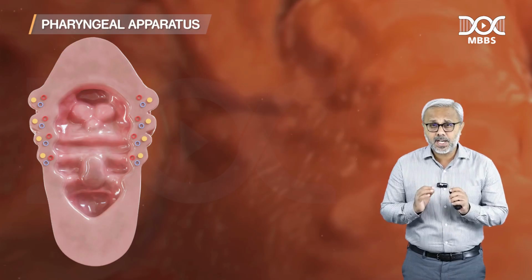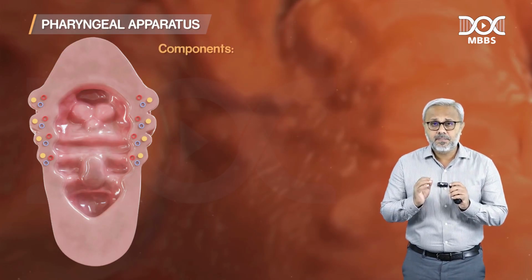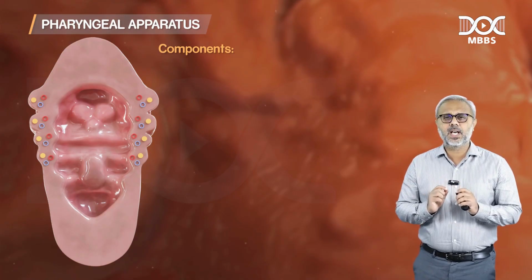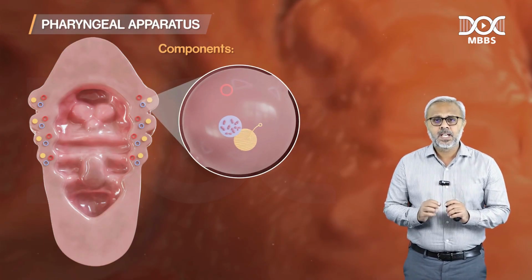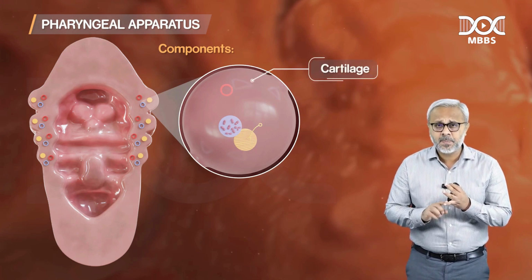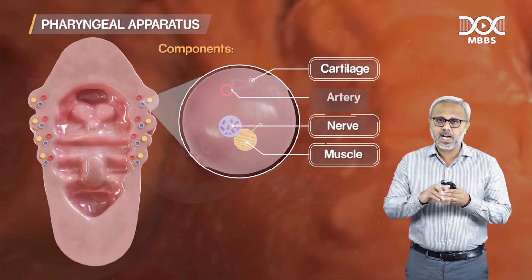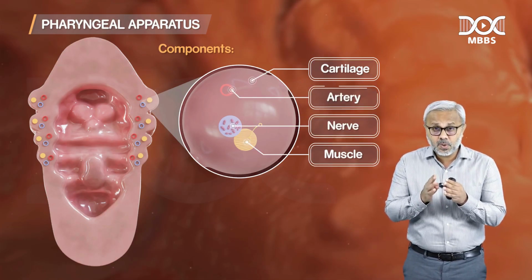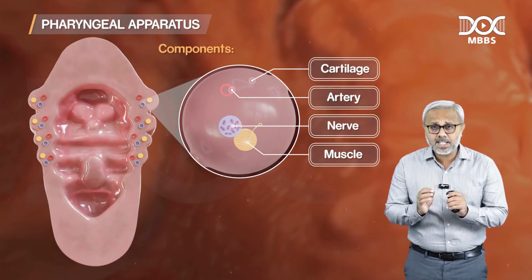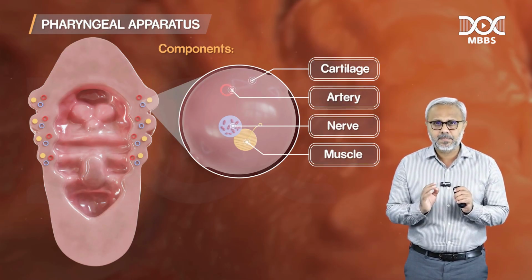Now, let's try to identify what are the components of pharyngeal apparatus. The pharyngeal apparatus will have a mesodermal component which is called the pharyngeal arch. Each pharyngeal arch will contain its own cartilage, its own muscle, its own innervation and its own artery. So, these are the four subcomponents present in pharyngeal arch. So, when we say the term pharyngeal arch, it refers to mesoderm only, right?